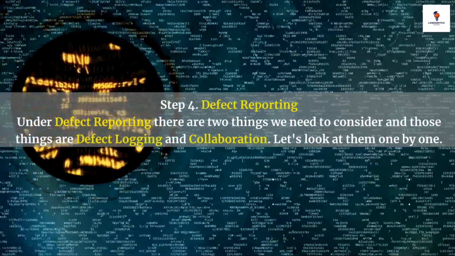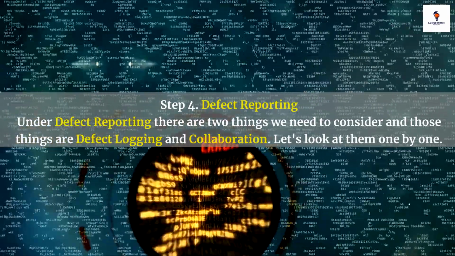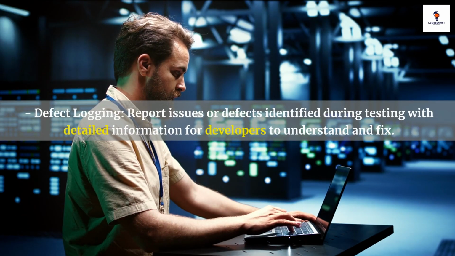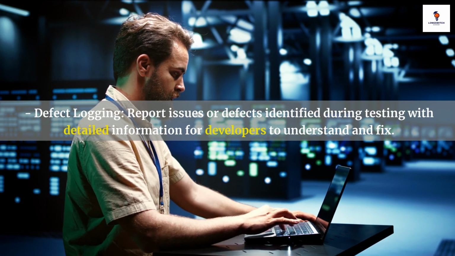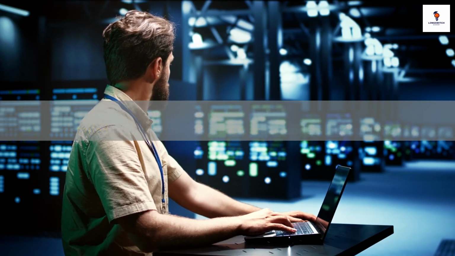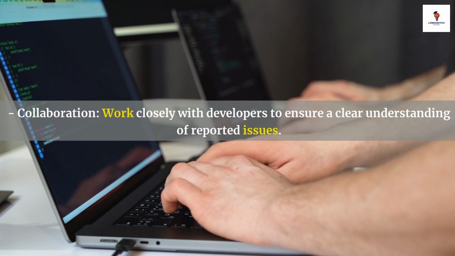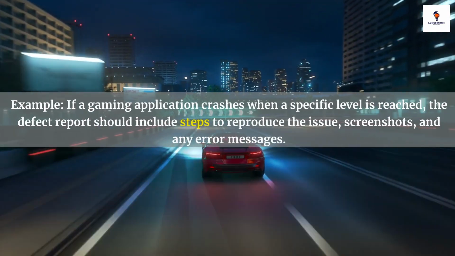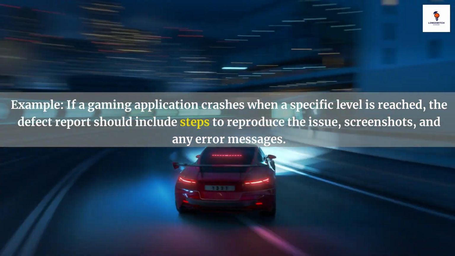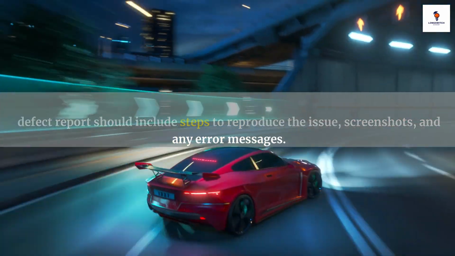Step 4. Defect reporting. Under defect reporting, there are two things we need to consider, and those things are defect logging and collaboration. Let's look at them one by one. Defect logging. Report issues or defects identified during testing with detailed information for developers to understand and fix. Collaboration. Work closely with developers to ensure a clear understanding of reported issues. Example: if a gaming application crashes when a specific level is reached, the defect report should include steps to reproduce the issue, screenshots, and any error messages.